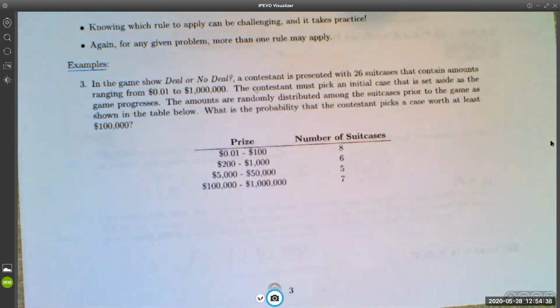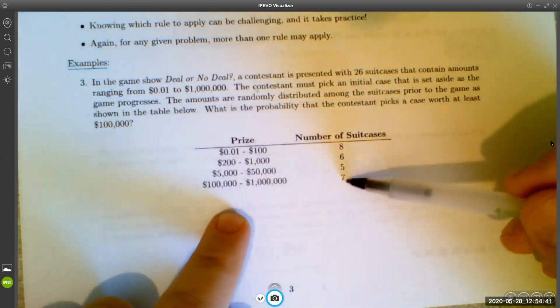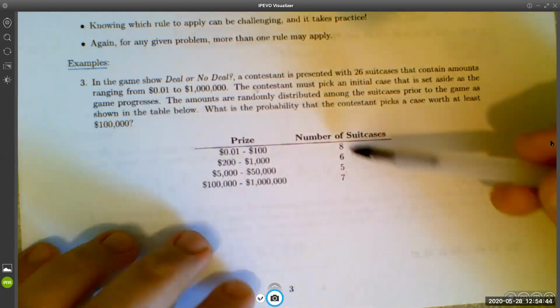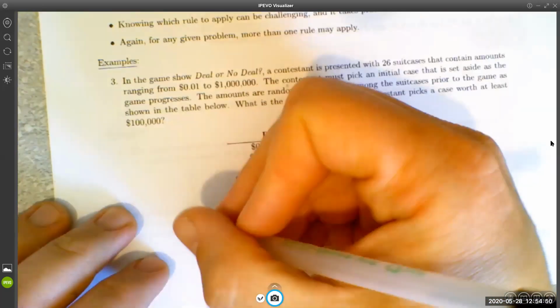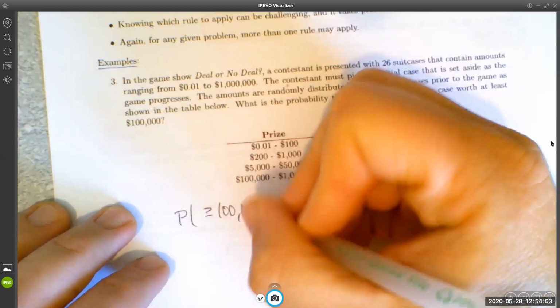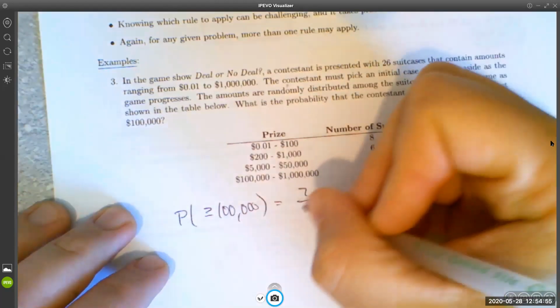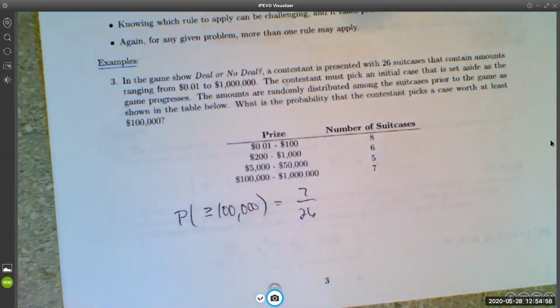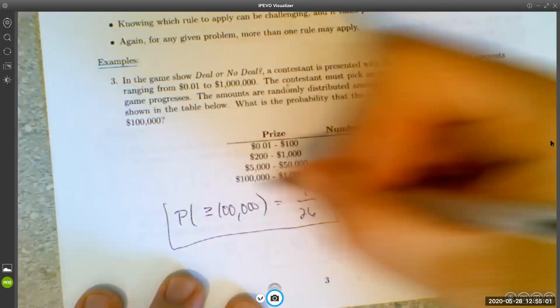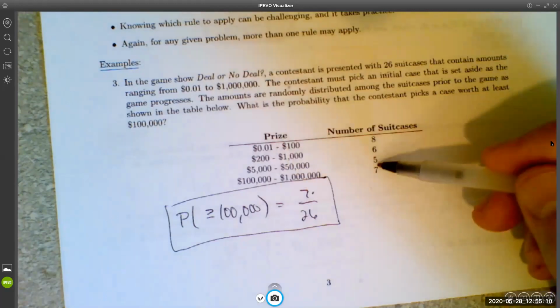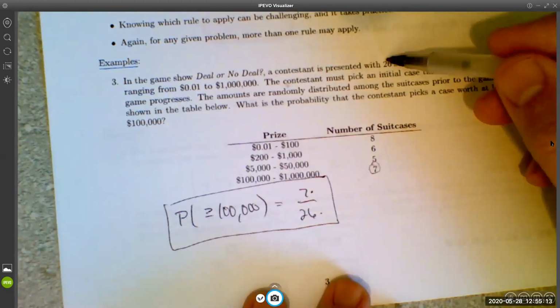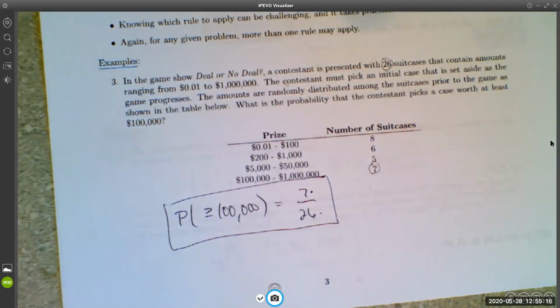Well, there were 7 cases that were worth at least $100,000, and in total there are supposed to be 26 suitcases here. So the probability that they pick a suitcase worth at least $100,000 is going to be 7 out of 26. That's all there is to that particular problem. This is just a straightforward classical probability about a single event. It's the number of ways the event can occur, which is 7, divided by the total number of possibilities, which is 26. And that's that. Let's look at another example.